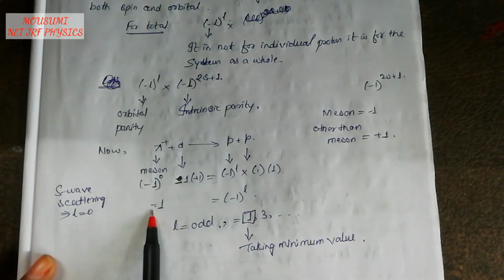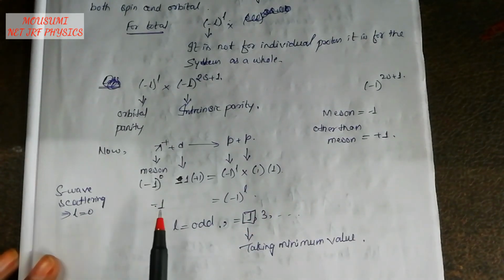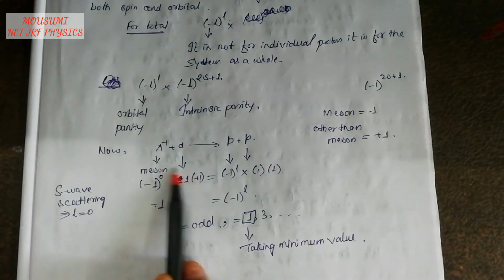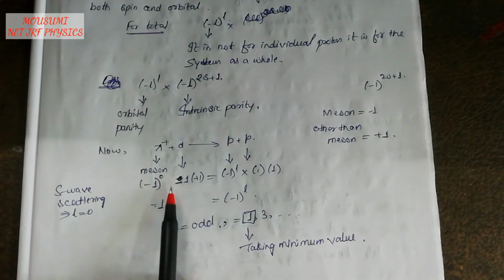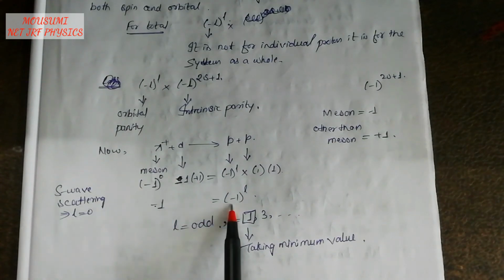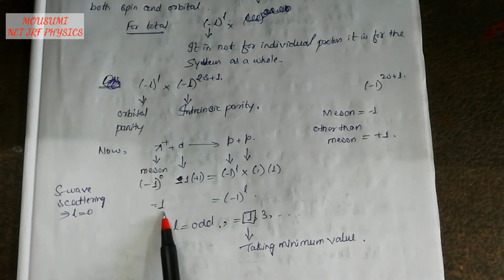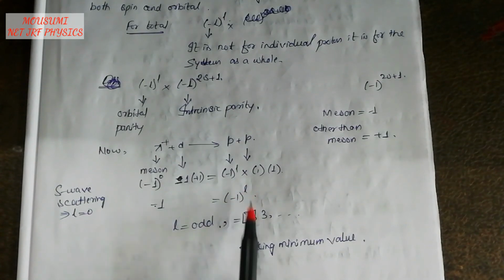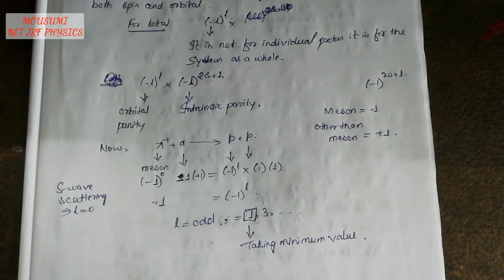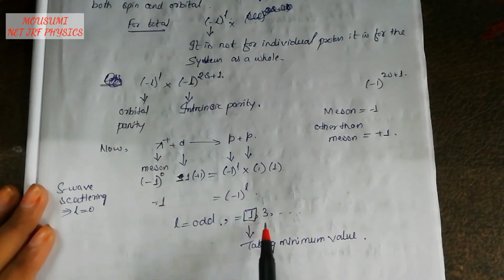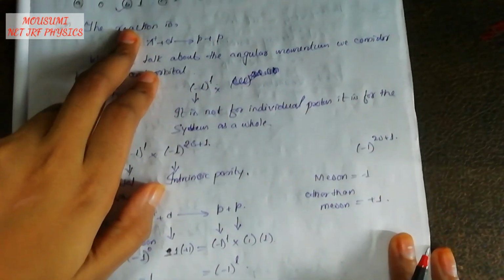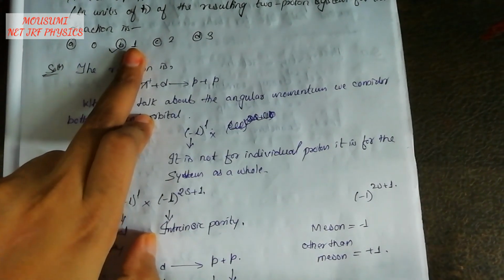Now if you see here in the left hand side, the parity will be what? In this side it will be minus 1. This is minus 1 to the power 0, and this will give you minus 1. And in the right hand side it is minus 1 to the power L. Means this must be equal to minus 1, means the parity must be odd. So for odd parity, the value of L can be either 1, or 3, and so on. So we will choose the lowest value, that is the minimum value. So here L is equal to 1, right? So the correct option is option B. The value of L is 1 in this case.